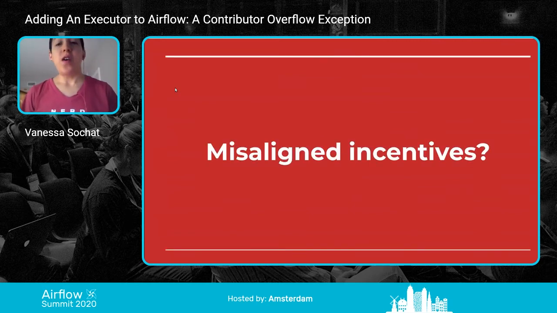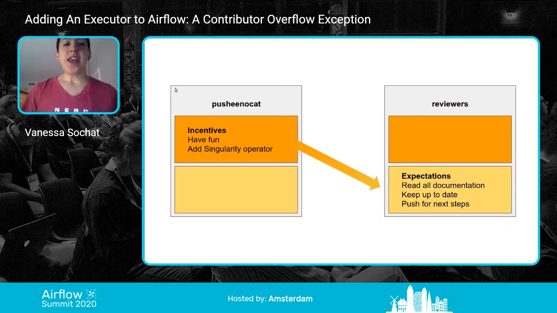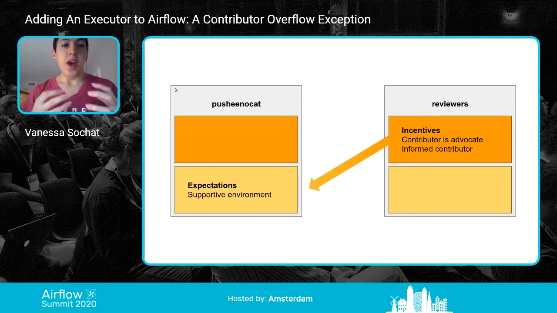Well, maybe not. So I hope you can see there was a lot of misaligned incentives here. And when you think about the people interaction here, it may not have been as successful as we would have wanted. And so Pushinicat entered this interaction because she wanted to have fun. She wanted to add the singularity operator because she thought it would be useful. But the expectation on the other side was that she read all this documentation, keep up to date, and really push for next steps. And so Pushinicat expected this sort of supportive environment, but on the other hand, she was expected to know all these things and be informed and advocate for herself, and that didn't really line up.